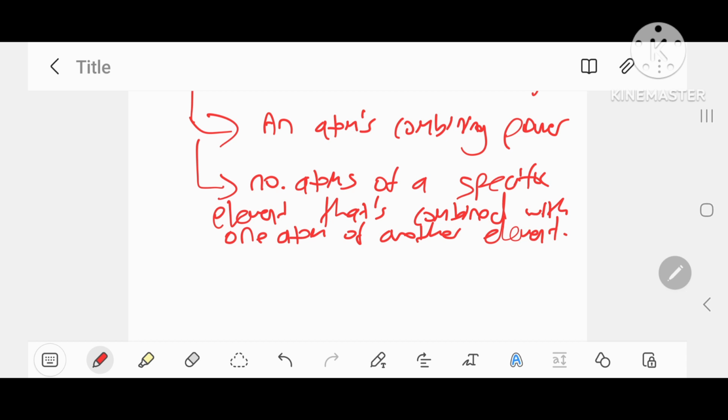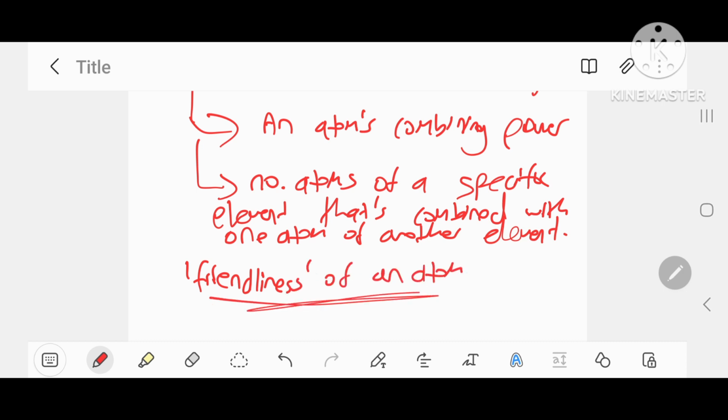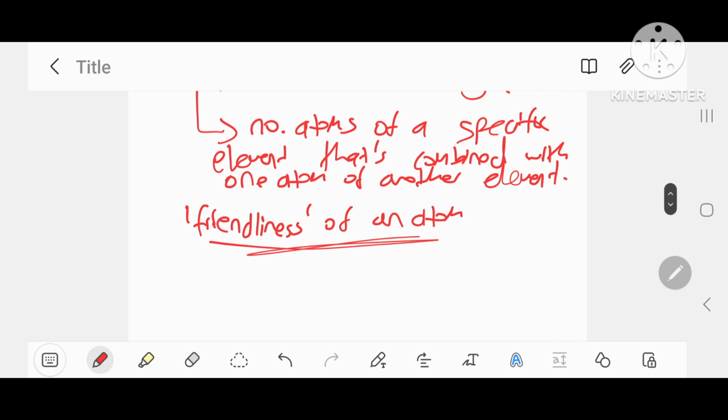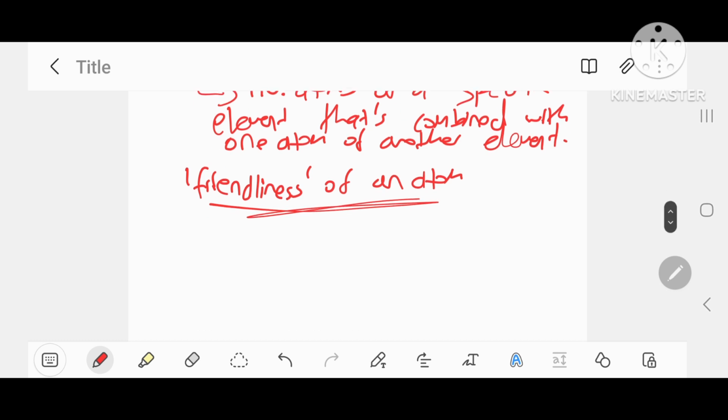Another way to think of valency is basically the friendliness of an atom. Okay, how willing it is to bond with other atoms. Okay, it determines how an atom can bond with other atoms to form molecules. That's how I often think of it, actually.